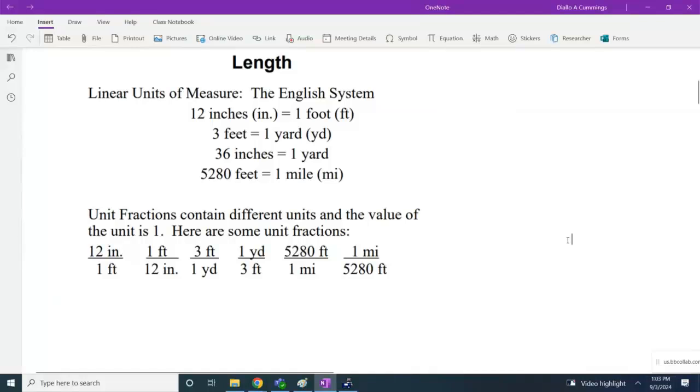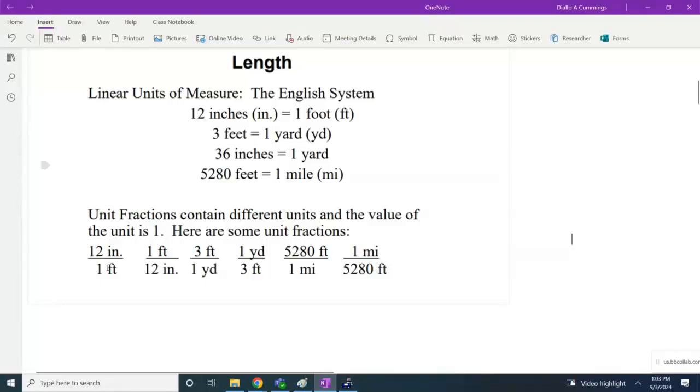So if you take a look at the measurements of length in the English units, 12 inches is equal to 1 foot, right? 3 feet is a yard, 36 inches is a yard, and then 5,280 feet is a mile. We can develop what's called a unit fraction, and a unit fraction is nothing more than a specialized form of 1. So we take a look at some examples.